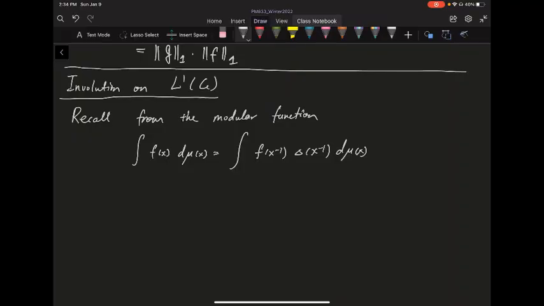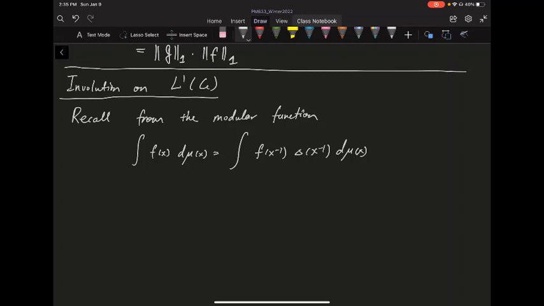From last video, we saw that the L1 of G is actually a Banach algebra. Basically, we put a convolution on the L1 of G. The convolution just acts as a multiplication on this Banach algebra, and we saw it is jointly continuous. Now we want to put more structure on the L1 of G, and in this video, I want to show it's actually a Banach star algebra.